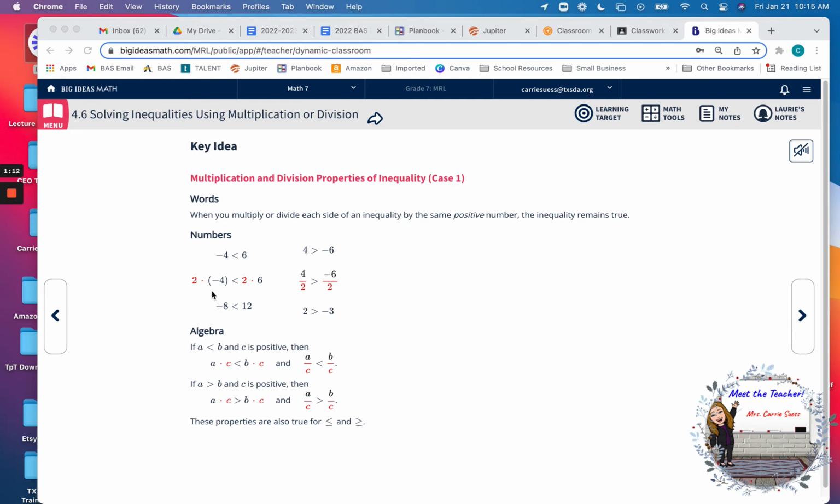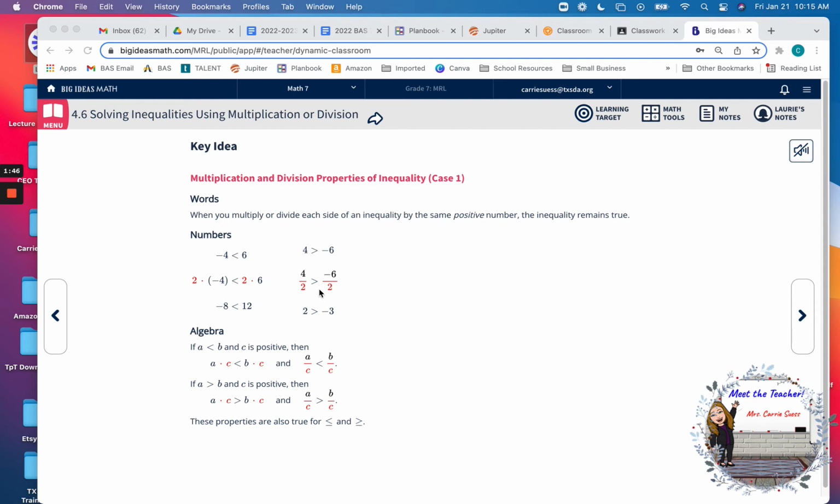For instance, what's 2 times -4? -8. 2 times 6? 12. So I've redone my inequality. Is this still a true statement? Yes, because we did the exact same thing to both sides. Still works with division. If I have 4 is greater than -6, and I divide both sides by 2, what's 4 divided by 2? 2. And -6 divided by 2? -3. Is -3 still less than 2? Yeah. Absolutely. So this statement is still a true statement.